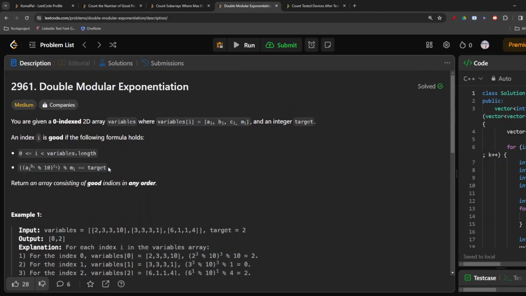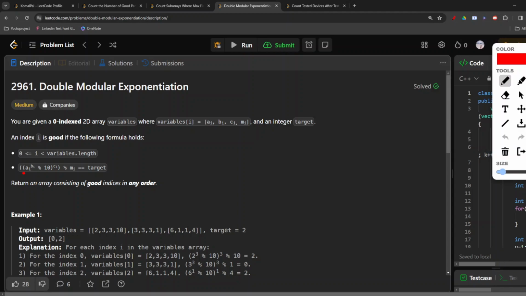Let me first explain how we can split this formula, then we'll go ahead with the coding part. So here we can see we first go ahead with this part: a raised to b, that is a multiplied up to b times. We can directly take a for loop for the same, go up to b, and multiply, meaning basically b times we need to multiply.